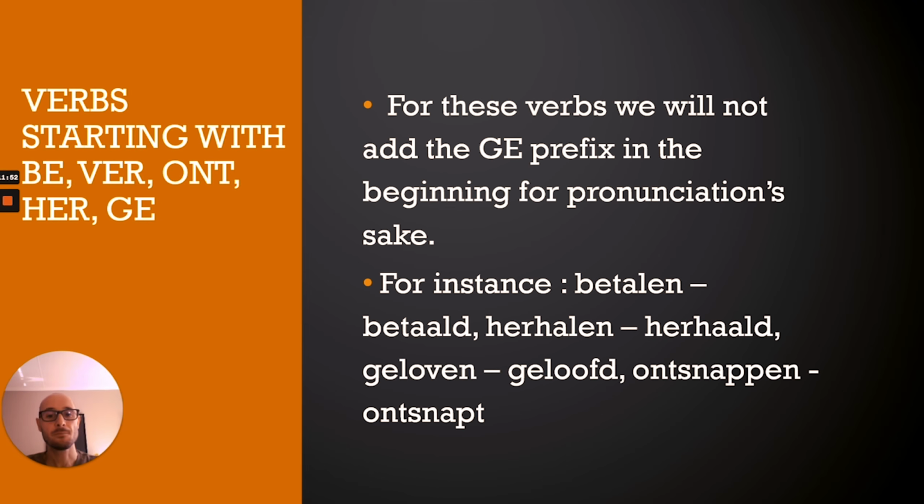I have paid. Herhalen, the same thing. Look for the base of the verb. Herhaal, L is not part of 't kofschip, so you'll add a D. Geherhaald, pronunciation wise, doesn't really sound correct. So we forget about the ge. So with verbs starting with be, ver, ont, her and ge, please do not put ge in front of these verbs when you put them in the perfectum. Okay?